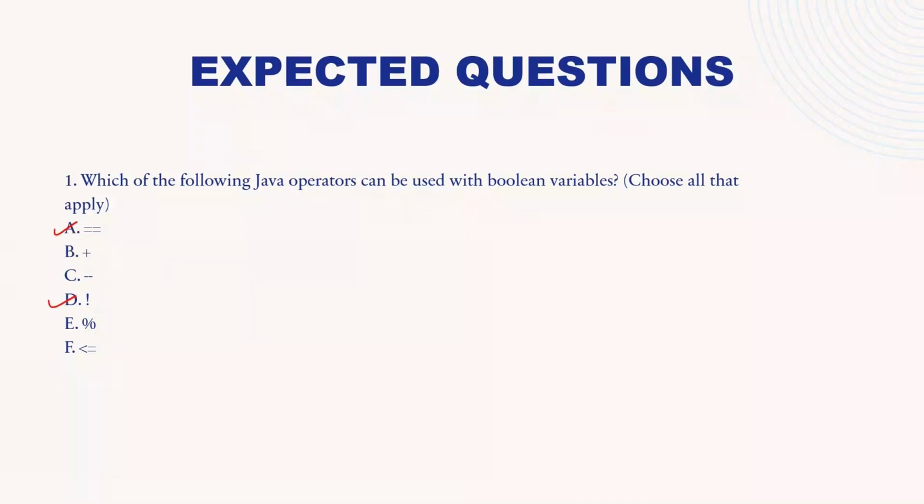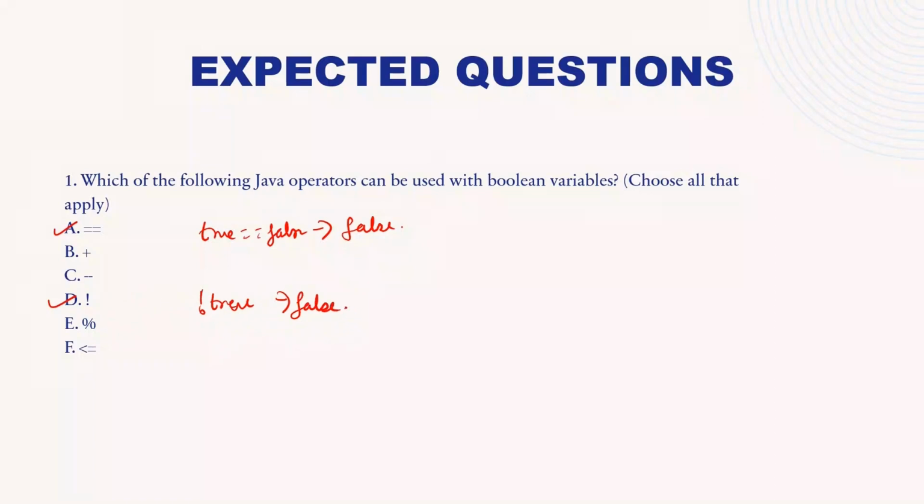Why is that? Just understand the question first. Which of the following Java operators can be used with Boolean variables? The equals or the double equals operator, you can use with Booleans, because you can compare true equals to false, and this will give a false value. It's possible to use double equals with Boolean variables. Not is also possible. If you have a true value, for example, you can apply not and it will be false.